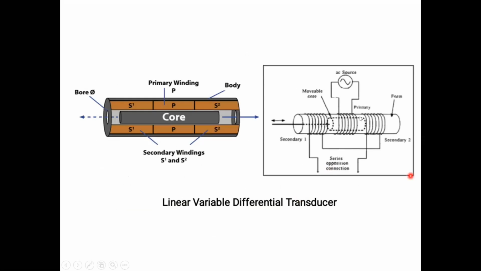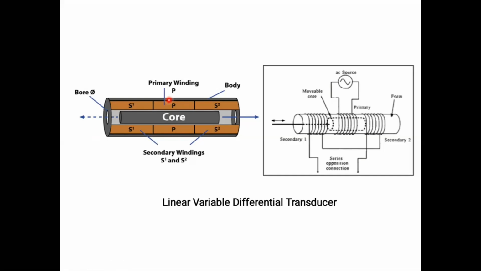You observe here in this figure, the primary winding. Centrally, there exists a primary winding. This is a complete hollow cylindrical tube. On the periphery of the hollow cylindrical tube, the primary winding is simply wound on the cylinder at the middle.